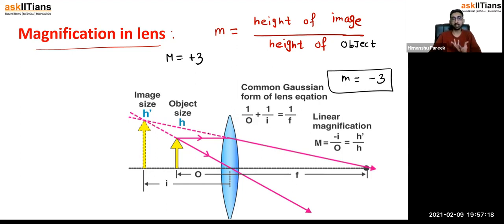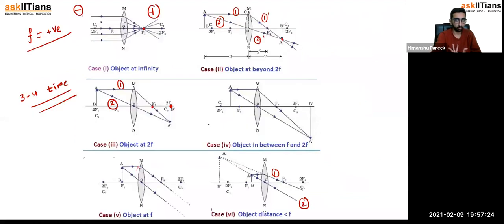In which case we get the virtual image? So that must be the case when the object is kept between pole and focus. So let's go back here. You remember this case? Object is kept between optical center and focus, so the image was getting virtual. That is the only case where we are getting the virtual image in the case of lenses.